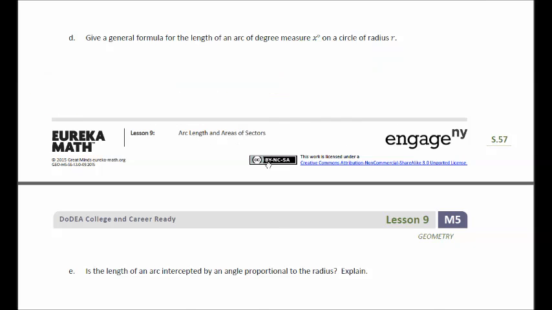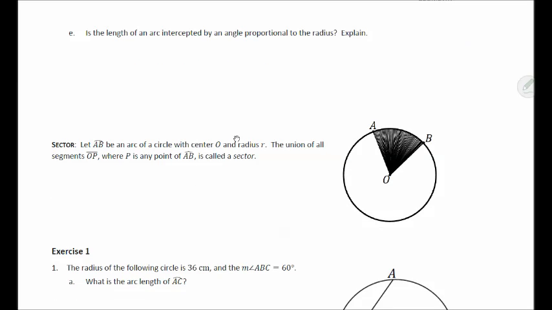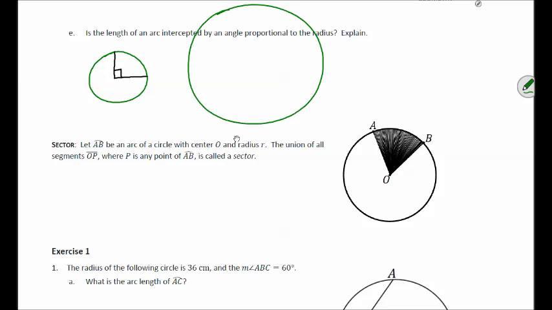Now the last idea to talk about today is in E. Is the length of an arc intercepted by an angle proportional to the radius? Okay, what that means is if I have a circle and if I keep the angle constant, let's just keep it easy at 90 degrees, and I change the radius. So now if I make the circle bigger but keep the same angle, 90 degrees, and let's say this is 5 and this is 10. Let's just use centimeters.